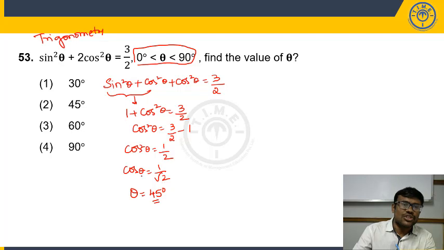So, your answer is option number 2. Hope this is clear. We'll go for the next question.